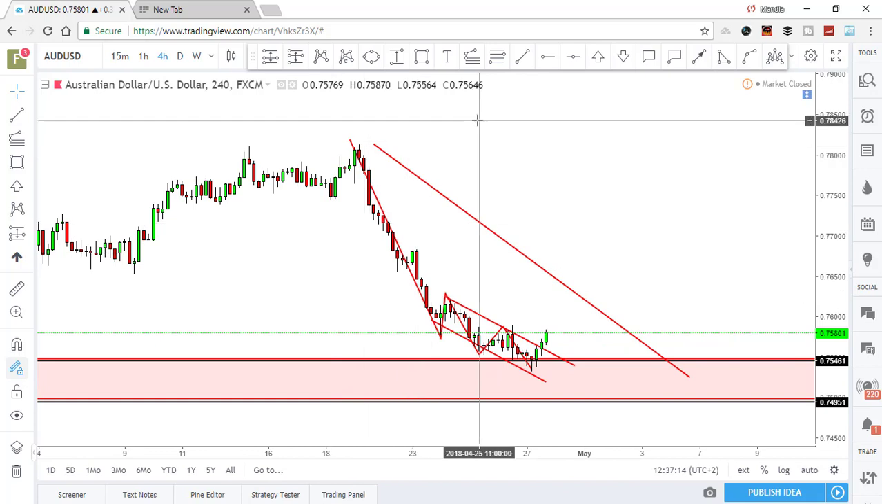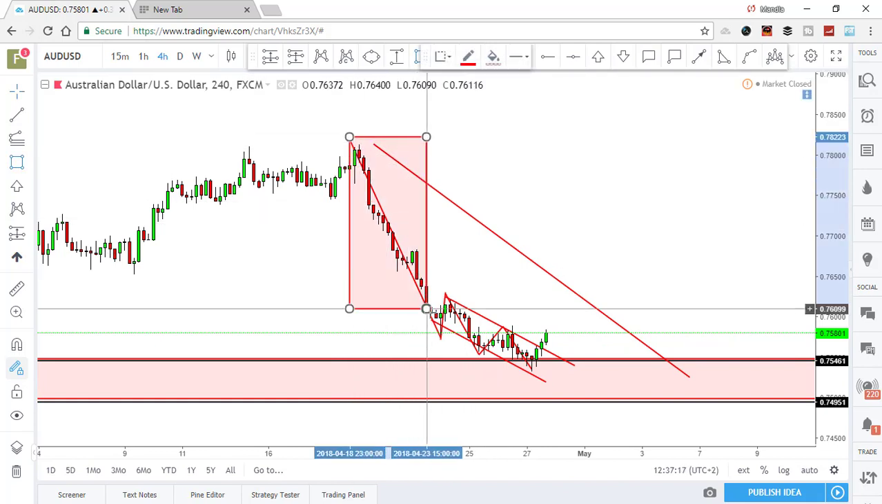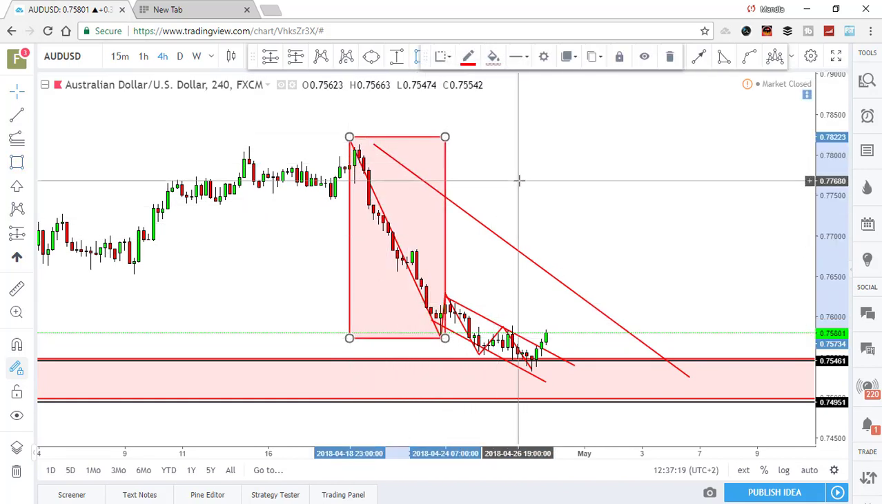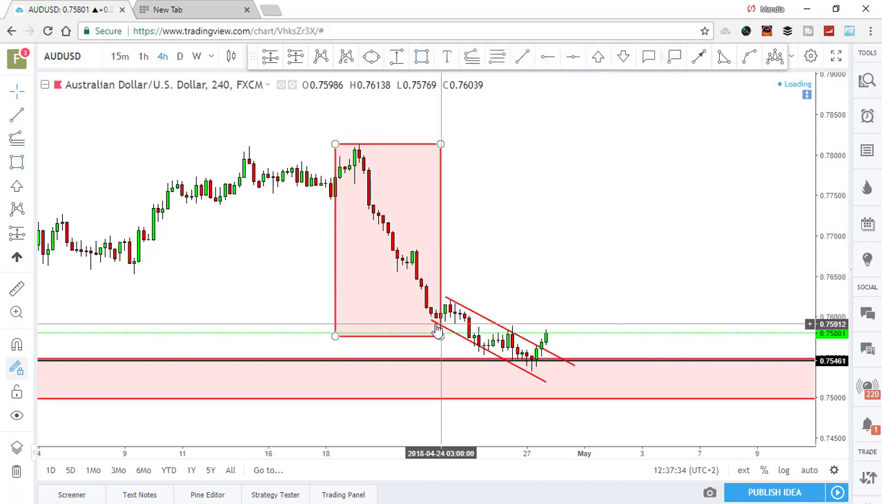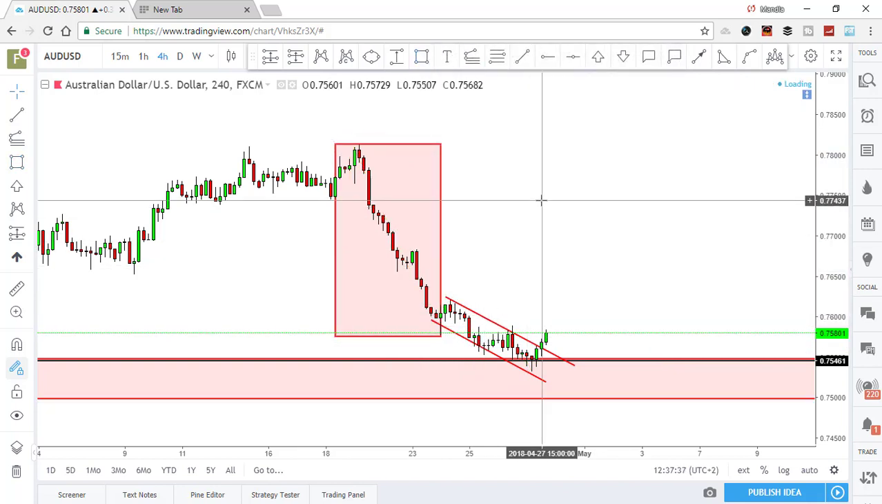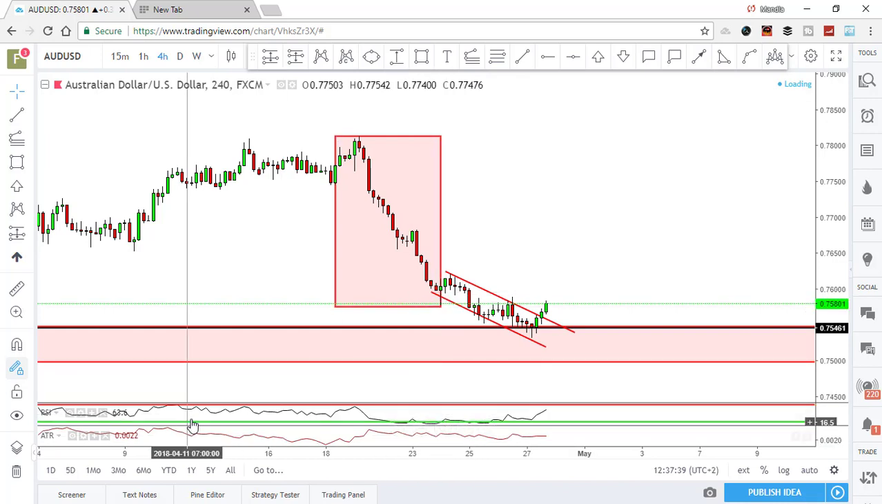Do you see this part of the move, right, before the market had channeled down? And let me bring in my RSI indicator back.